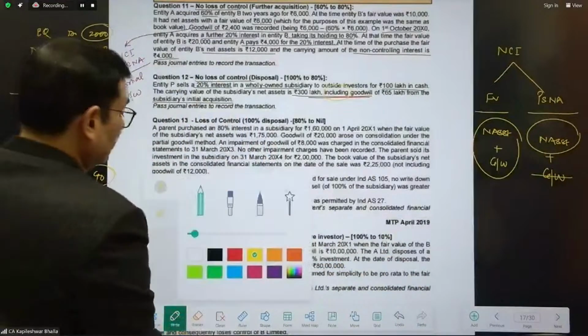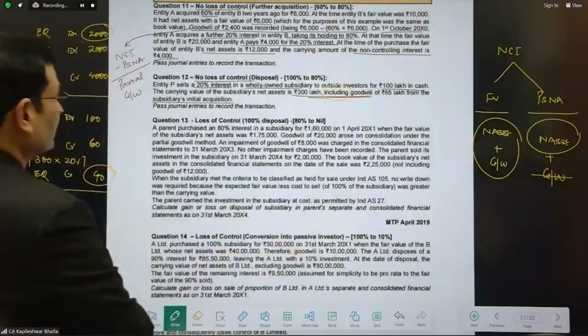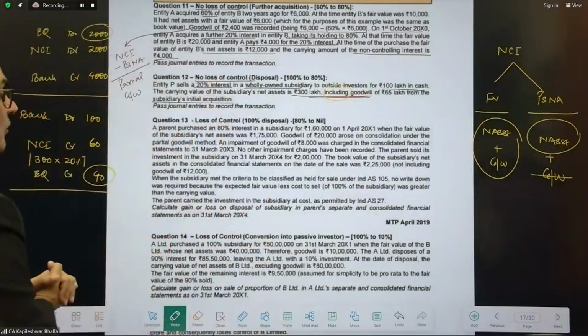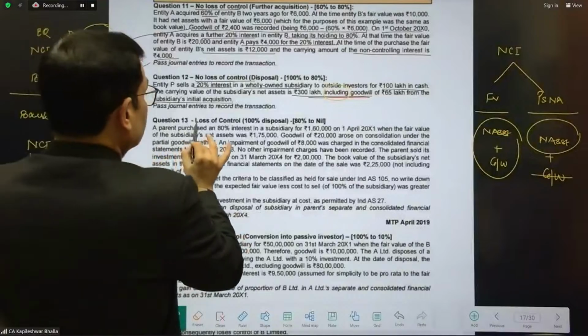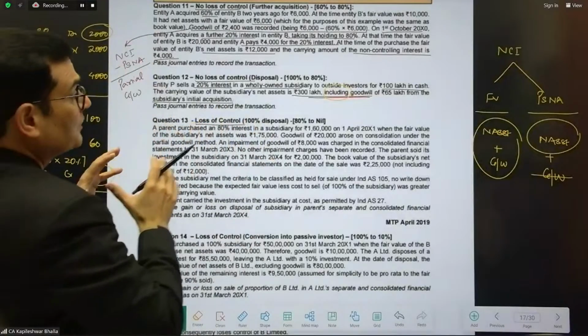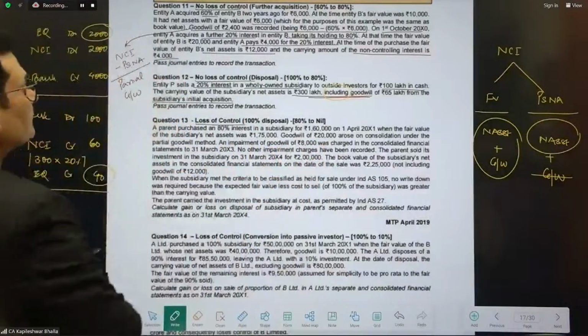I'm coming to question number 13, where we're now going to see the cases where the control is gone. Let's consider question number 13. This is a case where there is a loss of control, 80 to 0. It's a full disposal. That's the case.